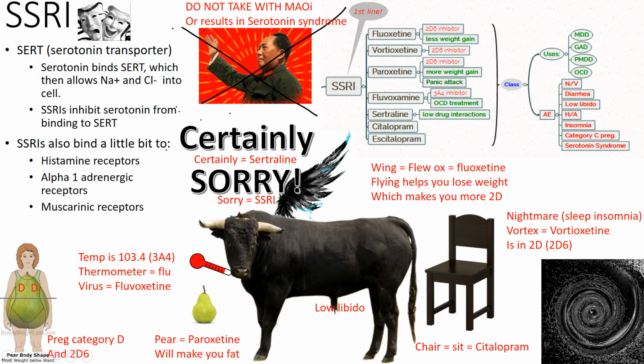You were dreaming while you were sitting on this chair. So the chair, what do you do with chairs? You sit. So this is citalopram. You sit down here on this chair. So citalopram, sitting down when you have the nightmare. Why do you have a nightmare? Because one of the adverse effects for this is that you get insomnia. So nightmares with sleeping, insomnia, and in this nightmare, coming out of this vortex here, which stands for vortioxetine.